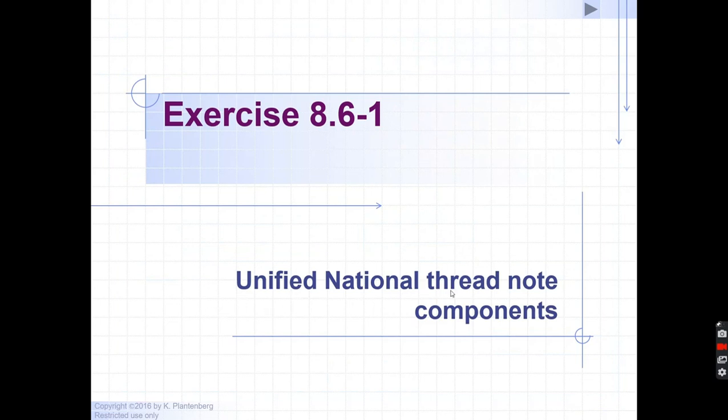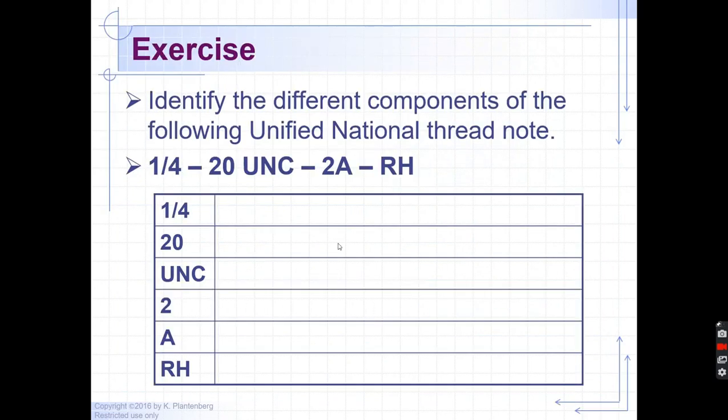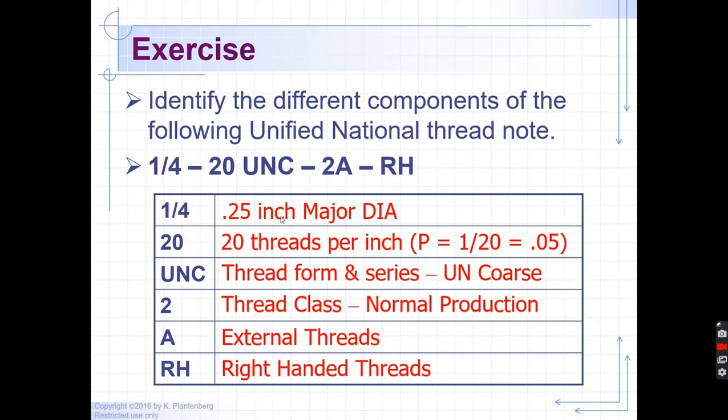Okay, Unified National Thread Note components. So we have a 1/4 20 UNC 2A RH. The 1/4 is the major diameter. You'll notice that some of them are in decimal, and then of course we have the 0, 1, 2, 3, 4, 5, 6, 7, 8, 9, 10, which are a little different. 20 is the threads per inch. The pitch equals 1 over 20, or 0.05.